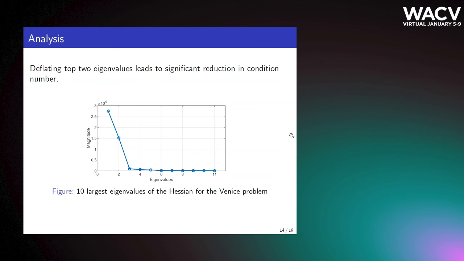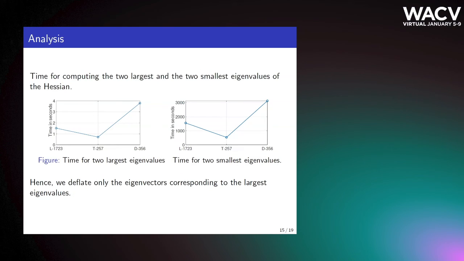Here we plot the time taken for computing the two largest and two smallest eigenvalues of the Hessian for the given problems. It can be seen that computing the smallest eigenvalues is almost 1000 times slower than computing the largest eigenvalues. Thus, we deflate the eigenvectors corresponding to the largest eigenvalues.